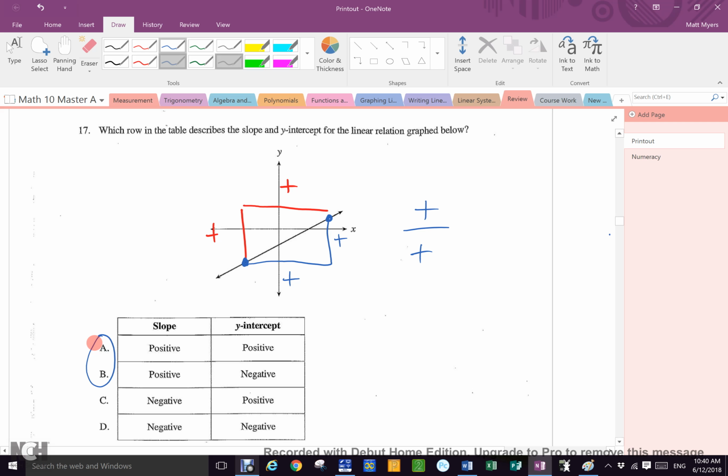Right? Where is the y-intercept? What is the y-intercept? It's the starting point. What else is it? It's on the y. It's the point where the line crosses the y-axis, correct? So it is right there, is it not? Yeah. Is that a positive or a negative number? Negative. So which answer is it? B.